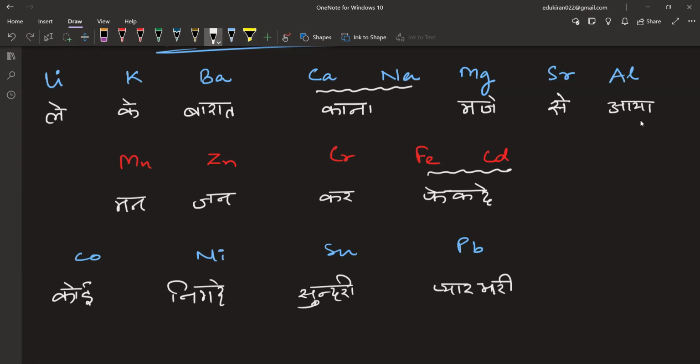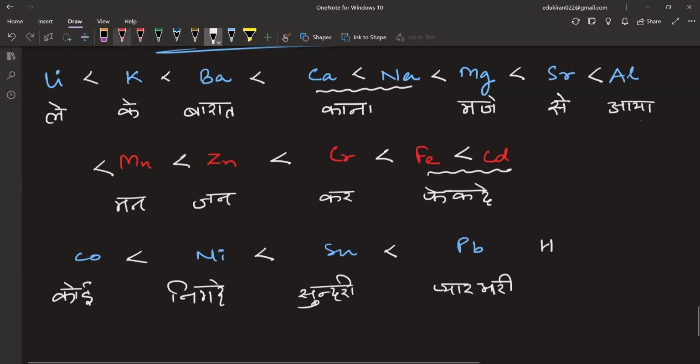अच्छा, यहाँ पे क्या है आपके पास? जो SRP है, what is happening to the SRP? SRP is increasing. So the lowest SRP is of what? Lithium, followed by potassium, barium, calcium, sodium, magnesium, strontium, aluminium, followed by manganese, zinc, chromium, iron, cadmium, cobalt, nickel, tin, lead, and after that we have our very old hydrogen. And hydrogen has the E naught potential of how much? 0.